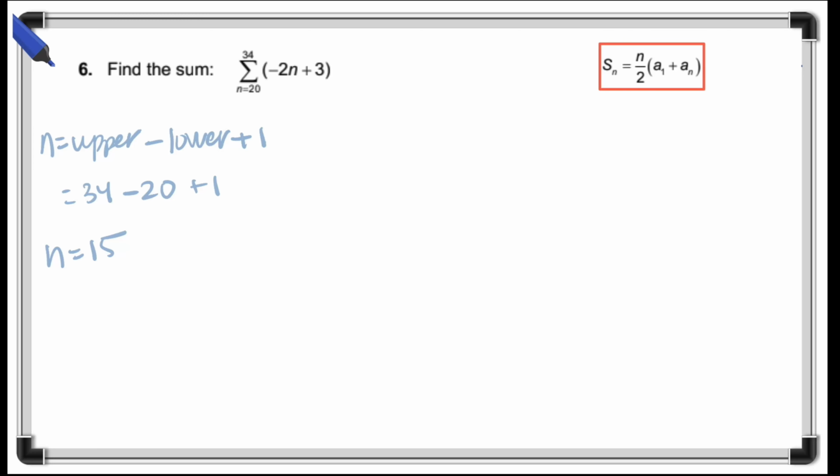You want to find a sum. So you're trying to figure out the sum of your 15 terms. Your n value is 15 over 2. You are trying to figure out what is a sub 1. Your first term is technically a sub 20, right? And then the last bit is trying to figure out a sub 34.